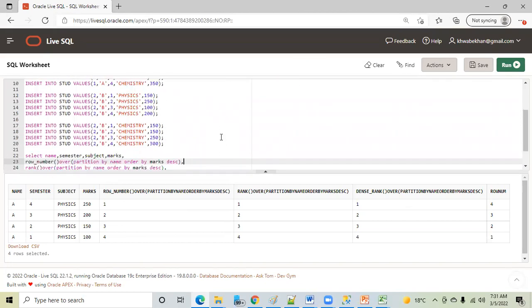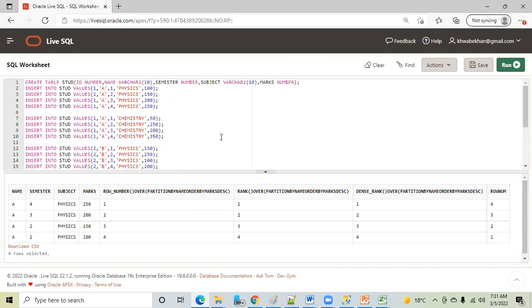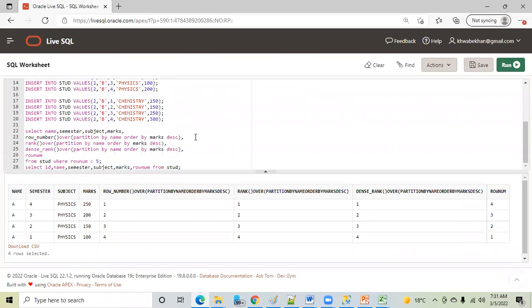Clear or not clear? Yeah, clear. If you use less than 5, it will give row numbers 1 to 4. Suppose you write less than 10, it will give row numbers 1 to 9, right? Sorry, I didn't get you. I think I have confused you guys. One minute.